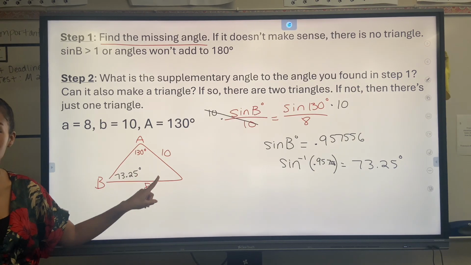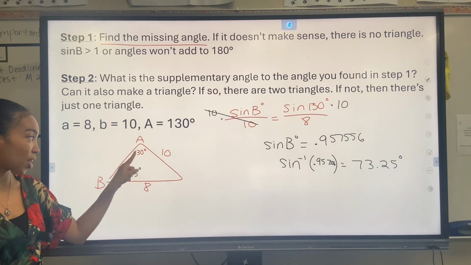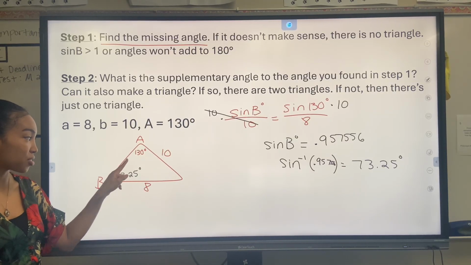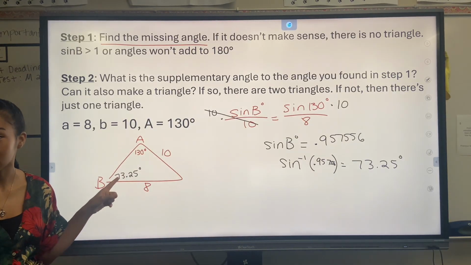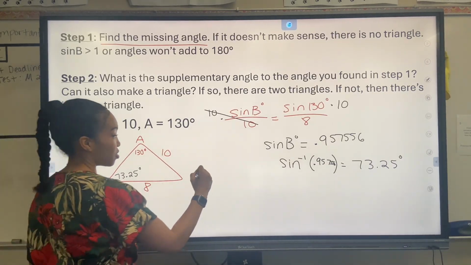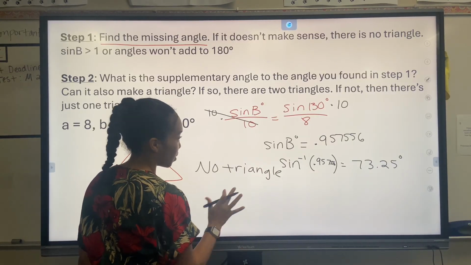Now let's look at this triangle. Do you guys know what the angles of a triangle add up to? 180. So is this triangle possible? No, because if you add these two angles together, it's already over 180. So we don't even have space for a third angle. So that means this is no triangle either. This is no triangle as well.